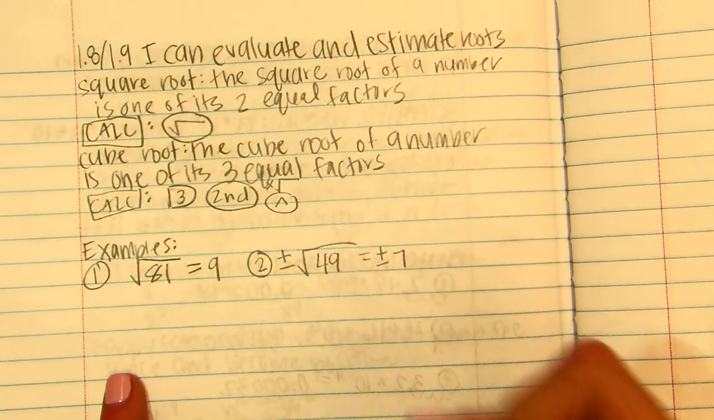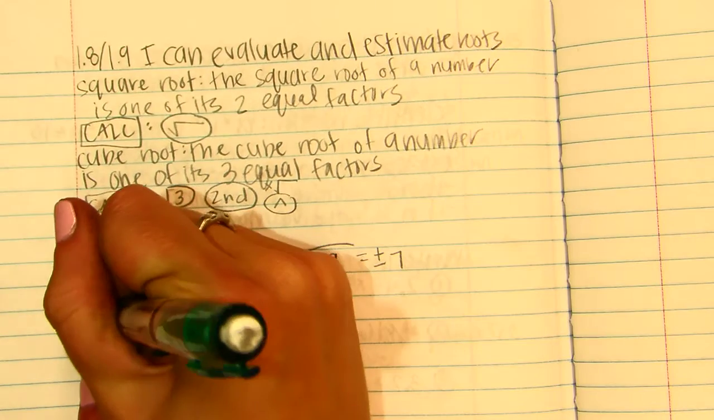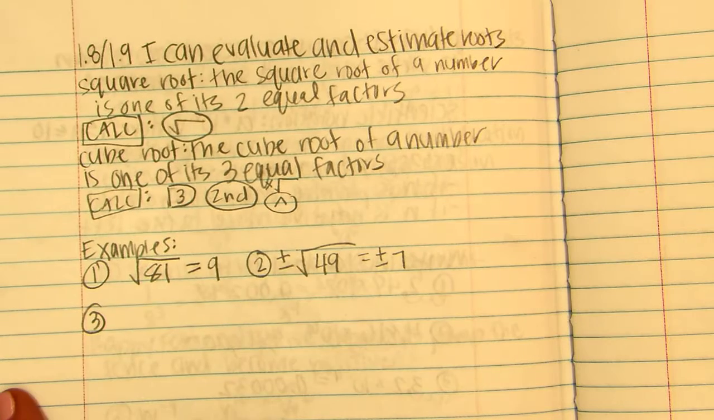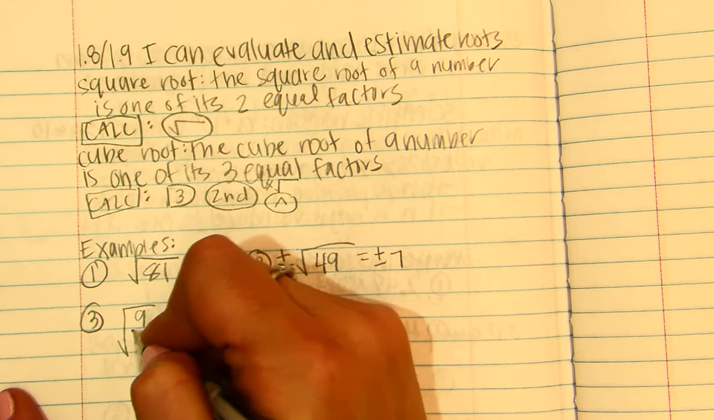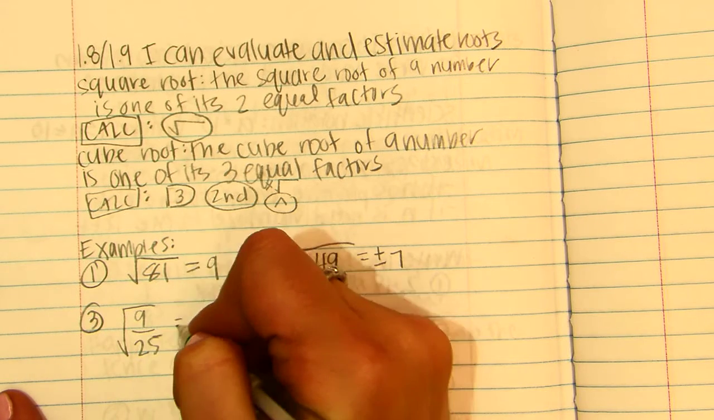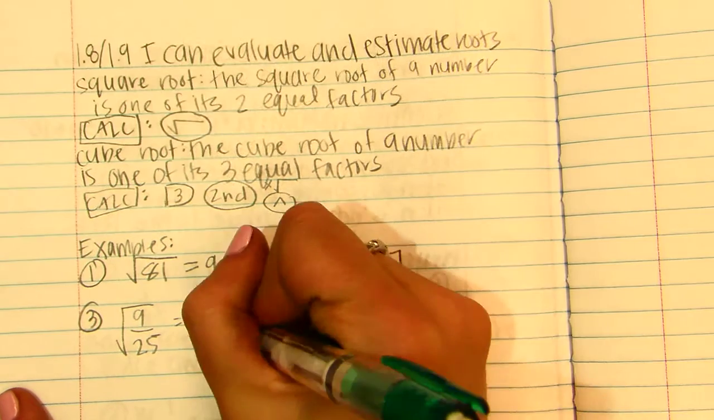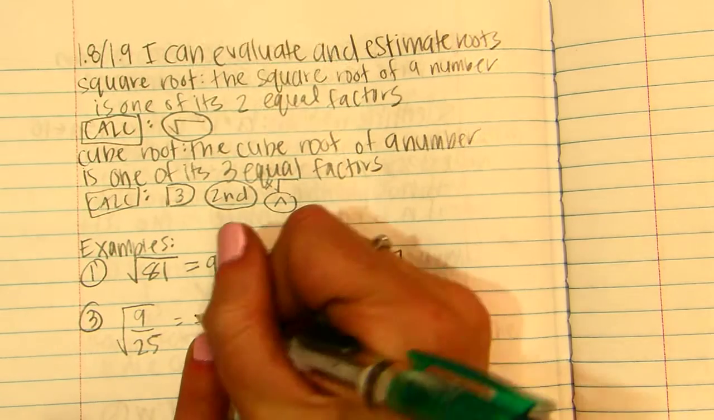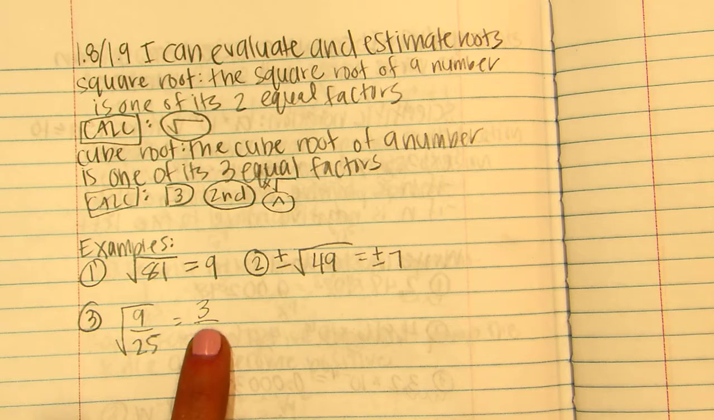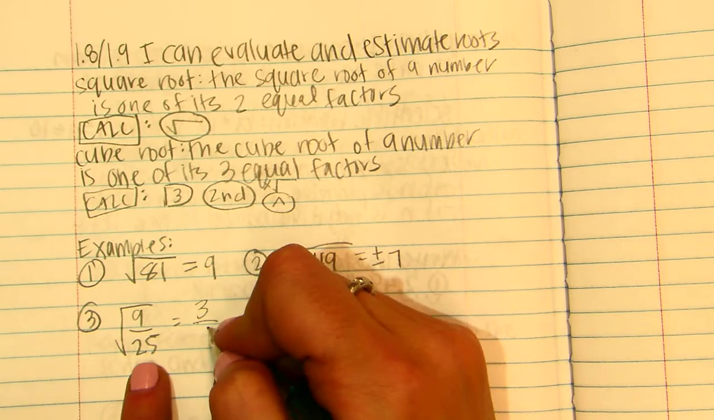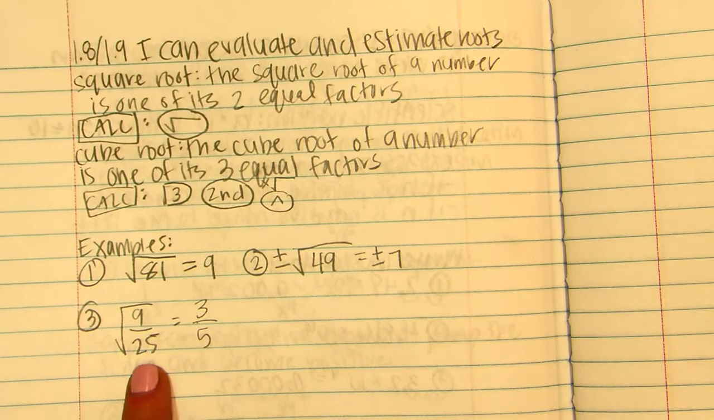For example 3, let's do the square root of 9/25. When you have a fraction, I would just do the square root of the top over the square root of the bottom. The square root of 9 is 3, because 3 times 3 is 9. The square root of 25 is 5, so I get 3/5.